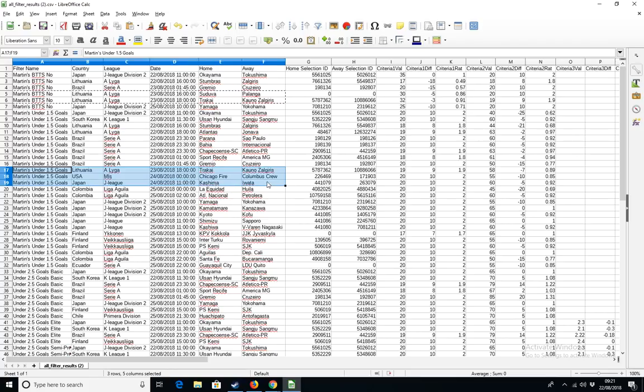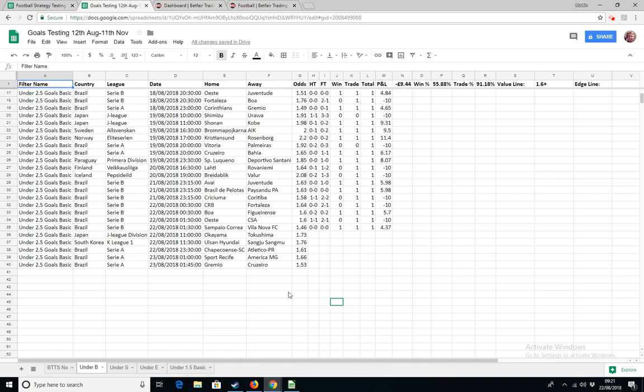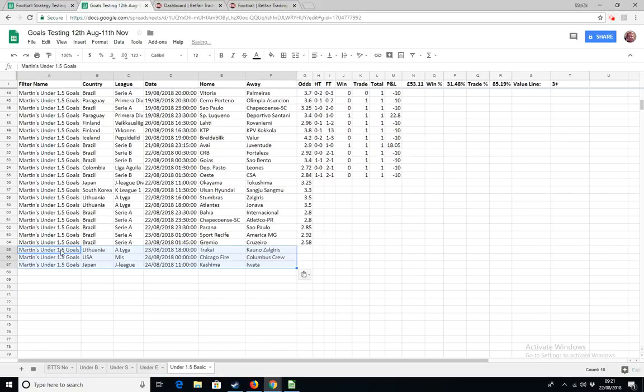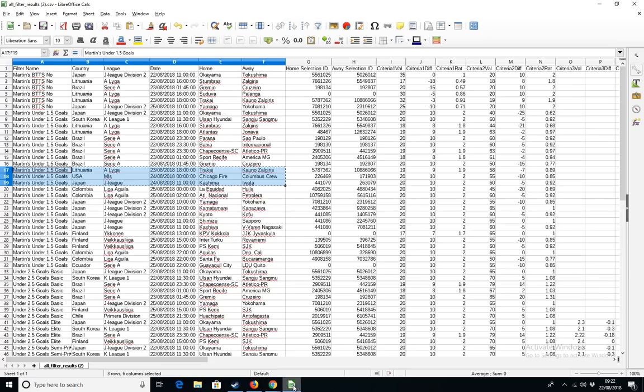So what I'll do, I'll just get these ones and go back to my under 1.5 filter spreadsheet, and again paste that straight in. So I mean, you can imagine the amount of time that will save you doing it that way. If you have got a few filters, I like to have it all exported onto one page, then just lift the bits of info I need.